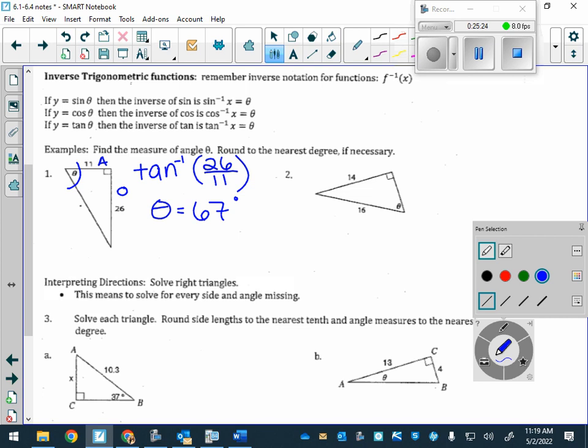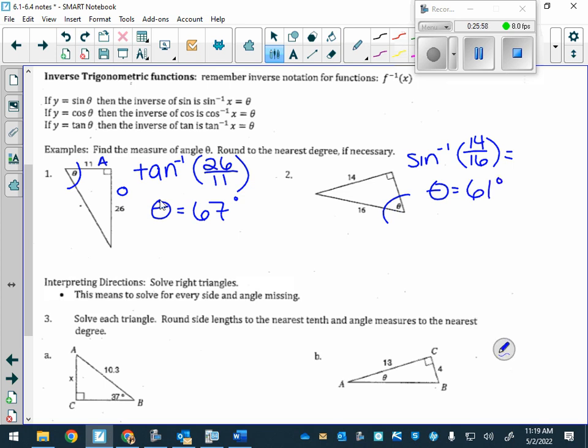If you look at number 2, theta's here. What trig function would you use? Sine. Good. Inverse sine of 14 over something. What does theta equal? 61. Good. Excellent.